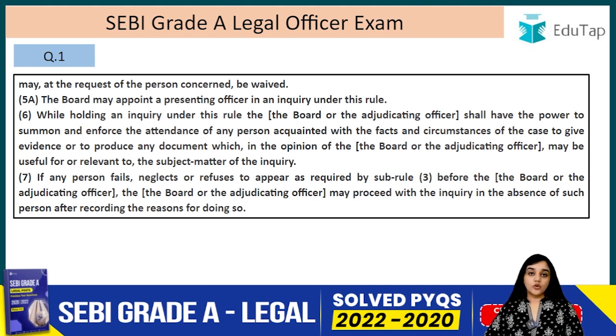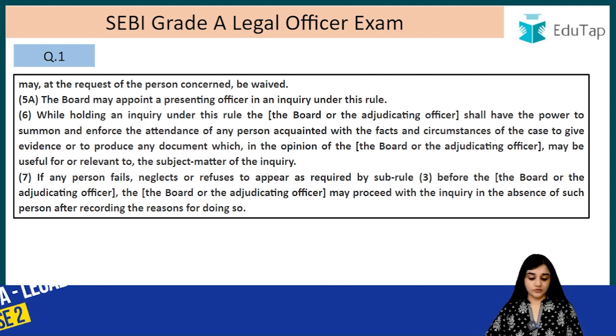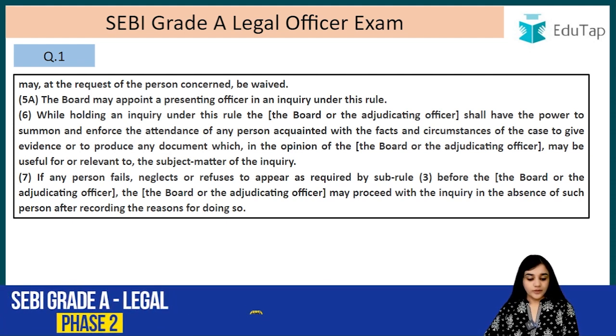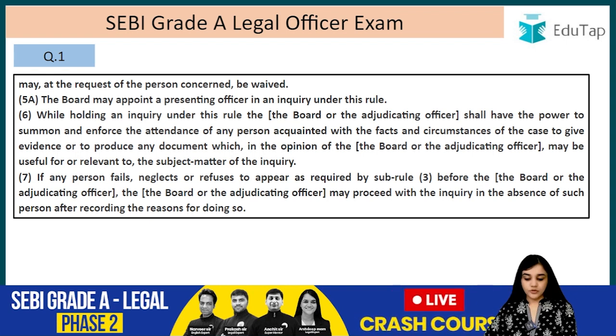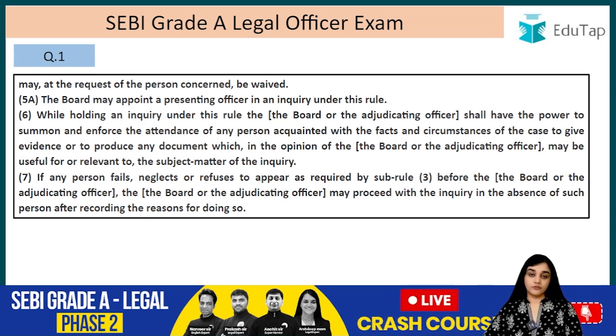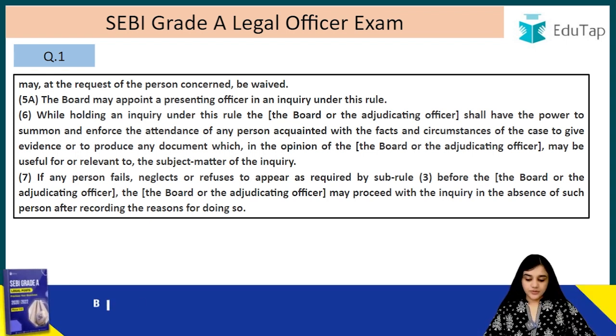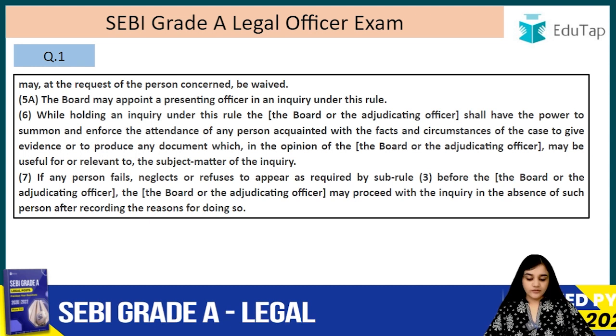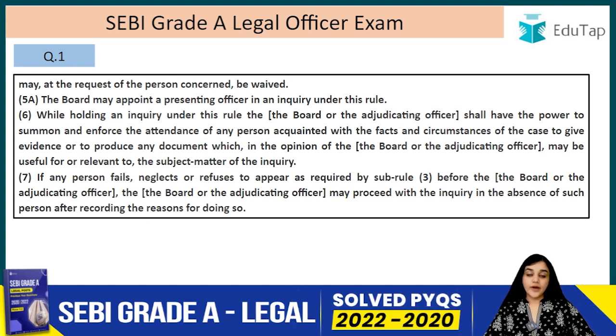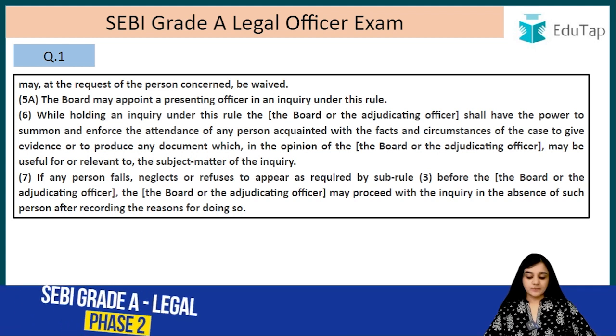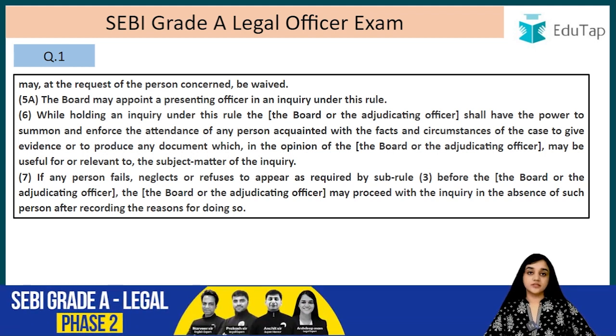So the board or the adjudicating officer can compel any person who is well versed with the facts of the case to attend these proceedings, right? So in the opinion of the board, it may be useful for or relevant to the subject matter of the inquiry. If any person fails, neglects or refuses to appear as required by sub-rule 3 before the board or the adjudicating officer, the board or the adjudicating officer may proceed with the inquiry in the absence of such person after recording the reasons for doing so.